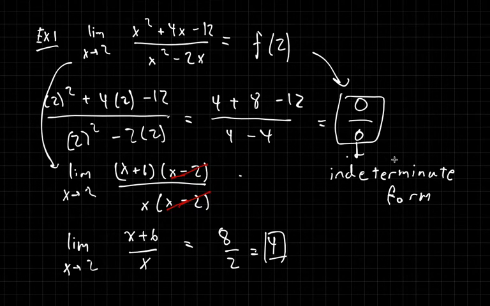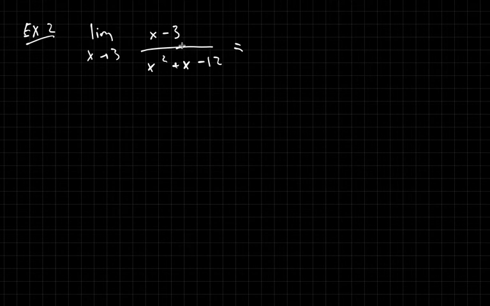So whenever you come across indeterminate form, think, is there any way I can maybe use the tool of factoring to simplify the function? Alright, so now we have another example. The limit as x approaches 3 for x minus 3 over x squared plus x minus 12.